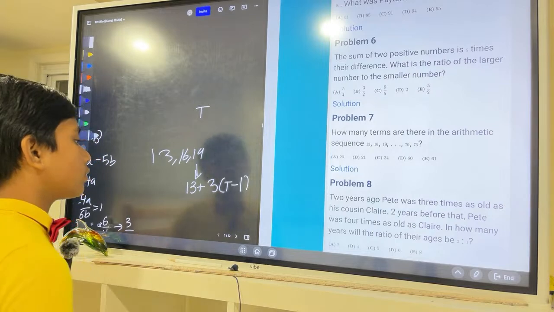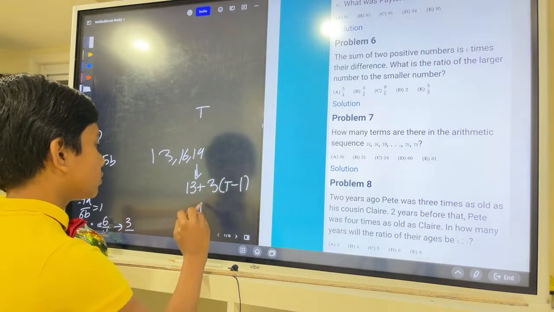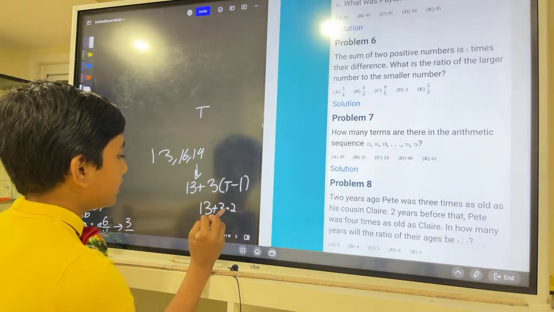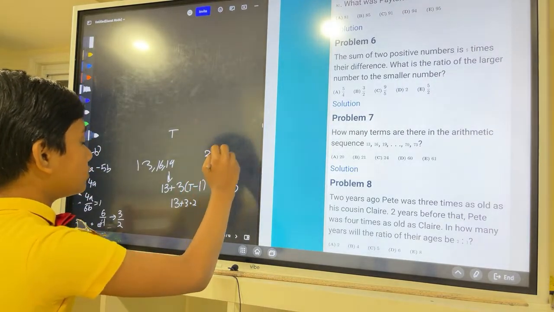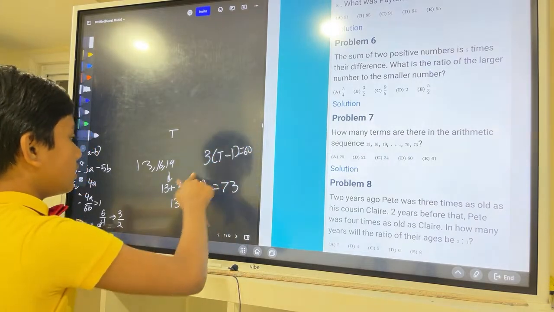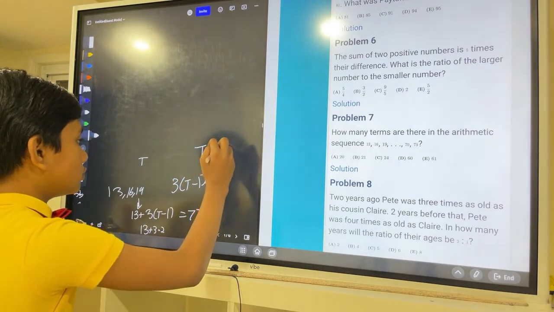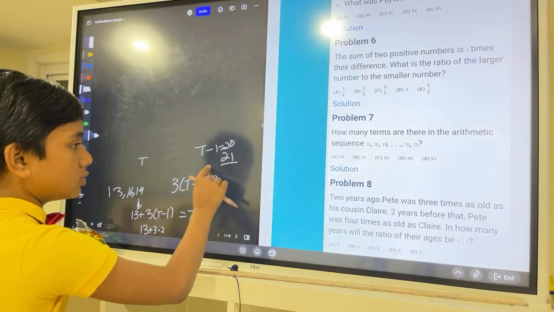For example, when there are 3 terms, t is 3, so it's 13 plus 3 times 2, which is 19. So when this is equal to 73, 3 times t minus 1 is 60. So then t minus 1 is 20, and there are 21 terms.